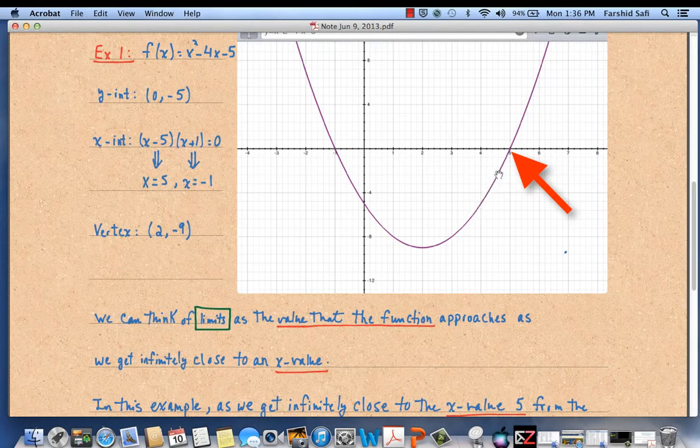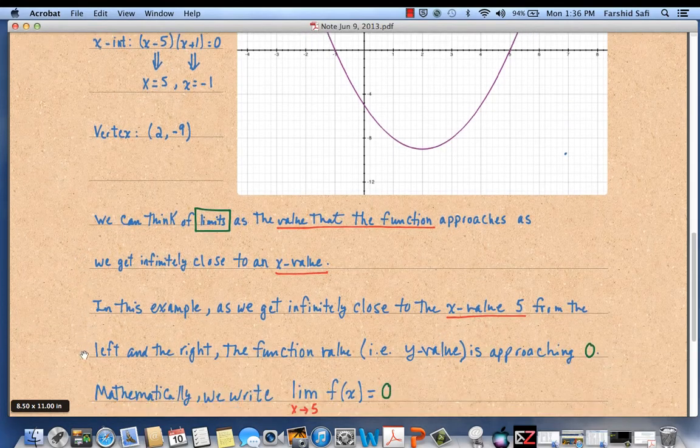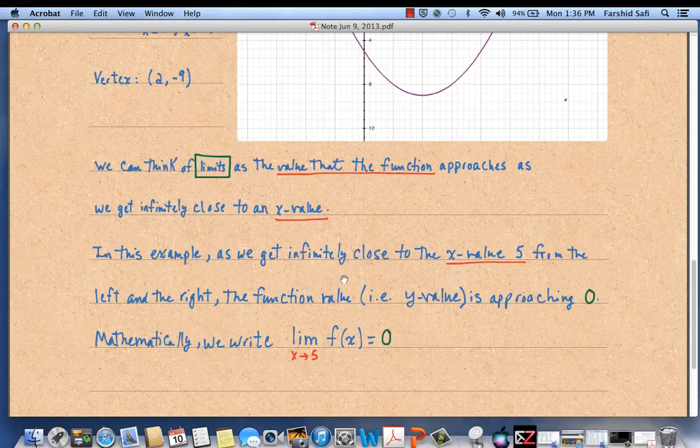So as you approach the x value of 5 along the curve from the left, the y values are getting closer and closer to 0. Similarly, take this x value of 5 and along the curve approach that x value, and notice that the y values, as we approach it from the right, are also getting closer to 0. So what that means is that as we get infinitely close to the x value of 5 from the left and the right, the function value, or the y value, is approaching 0.